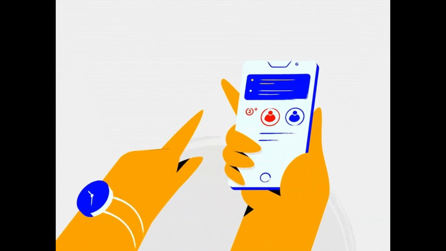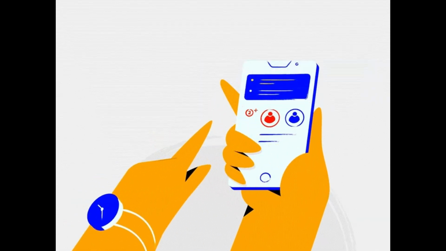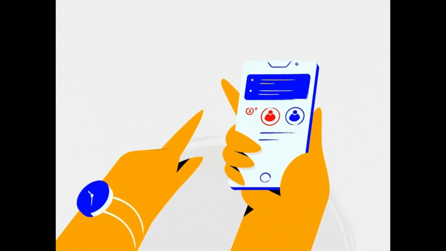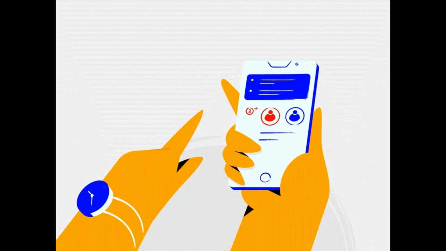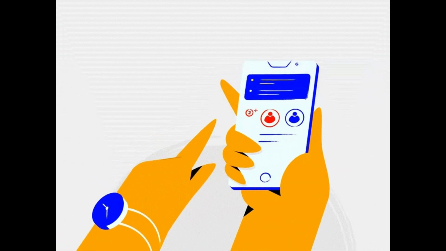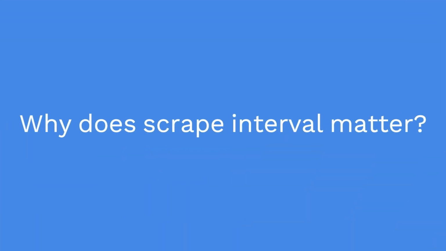Think of it like checking your phone for notifications. You can check it every minute, or maybe every 10 minutes, or once an hour. But the more frequently you check, the more up to date you are. But why does scrape interval matter?